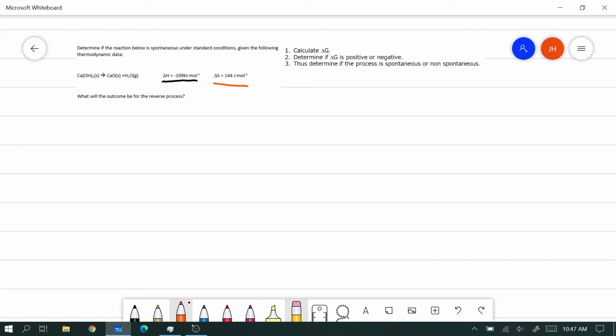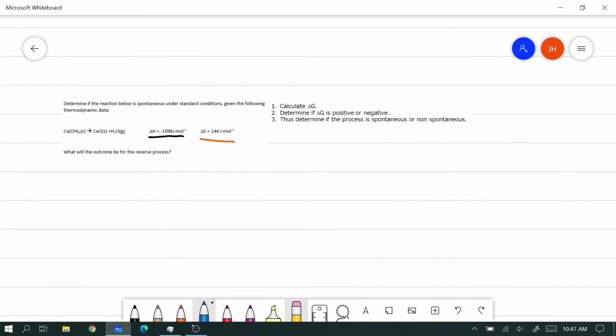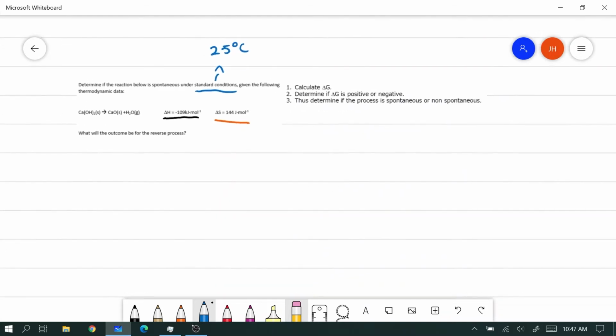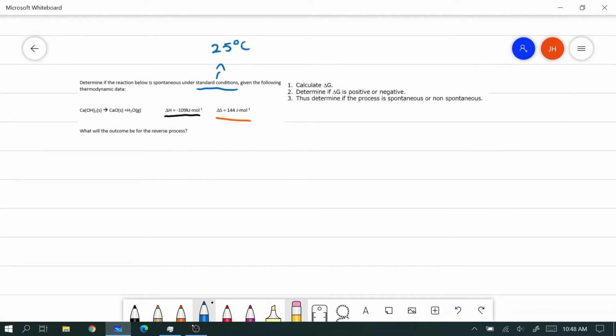And we've also been given some data about the temperature, even though it doesn't look like it, because we've been given the information that we are working under standard conditions. And what that means is that we are working in conditions that is 25 degrees Celsius.